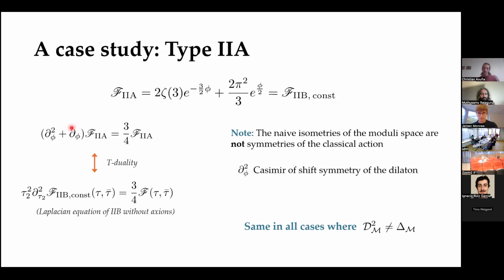And notice relatedly that the naive isometries of moduli space are not symmetries of the classical action. Here, what I mean is simply that if I look at the kinetic term of the dilaton, and actually this will happen in all one-dimensional moduli spaces, there is a shift symmetry that naively I could associate with this field. But of course, this is not a symmetry of the type 2A action because there are exponential terms in this dilaton. In this case, the Laplacian would be the Casimir of this shift symmetry, but the presence of this linear term signifies a departure from this symmetric case. And as we'll also see in another case, this will be the same every time the elliptic operator differs from the Laplacian on moduli space.